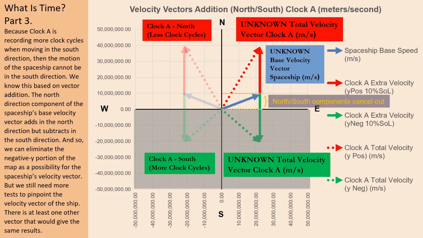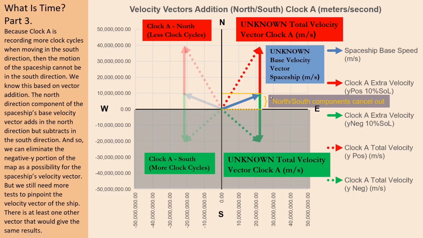Because clock A is recording more clock cycles when moving in the south direction, the motion of the spaceship cannot be in the south direction. We know this based on vector addition. The north direction component of the spaceship's base velocity vector adds in the north direction but subtracts in the south direction. And so we can eliminate the negative y portion of the map as a possibility for the spaceship's velocity vector. But we still need more tests to pinpoint the velocity vector of the ship. There is at least one other vector that would give the same results.